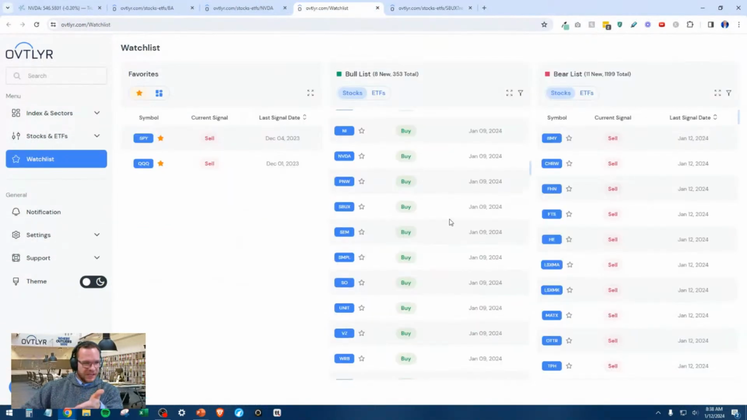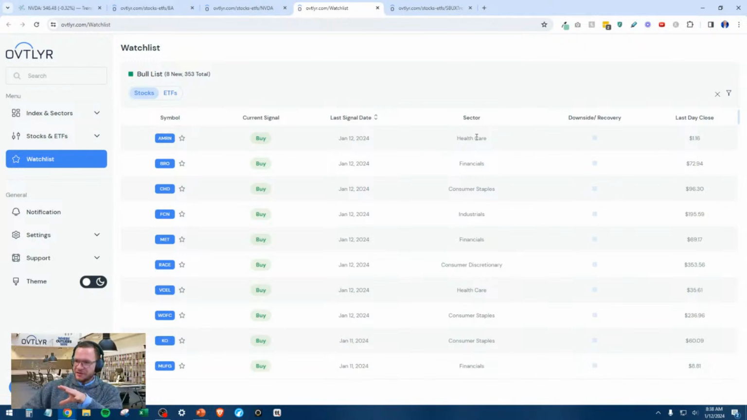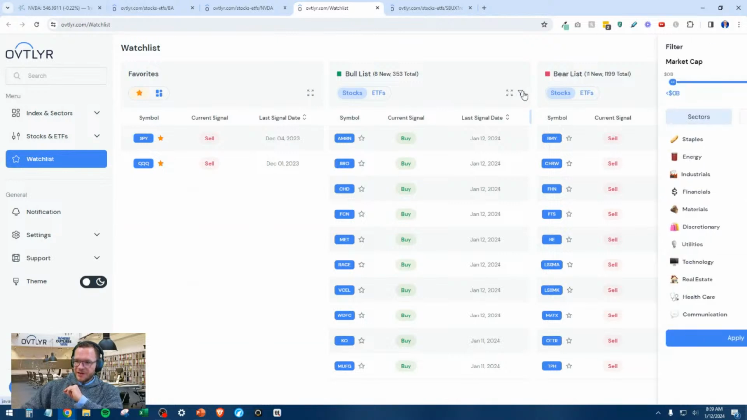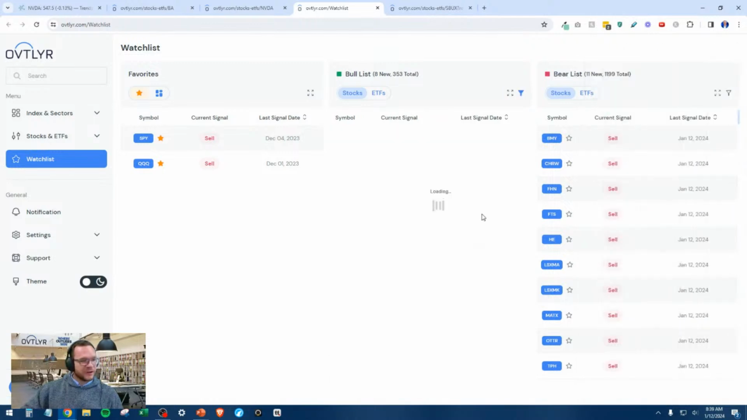So lots to choose from here. And in fact, you can actually expand this and see additional details about which sector it's in, the downside or recovery indicators when that's active, the current price, the current signal, and the last signal date. And then we also have a filter, so you can filter it down and say, you know what, I only want to trade tech stocks. Bam. So we're only going to be looking at tech stocks at this point here.